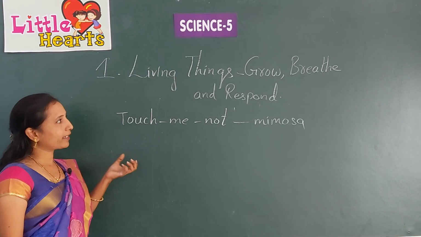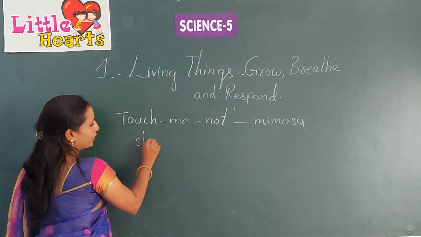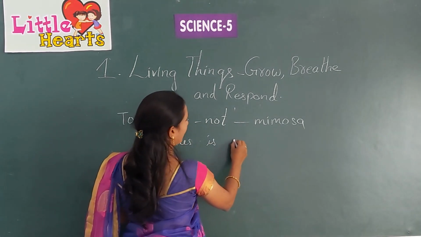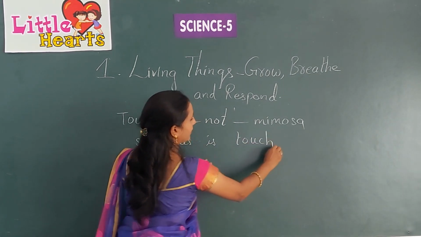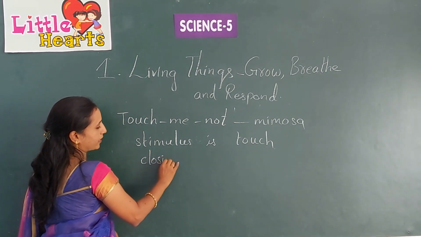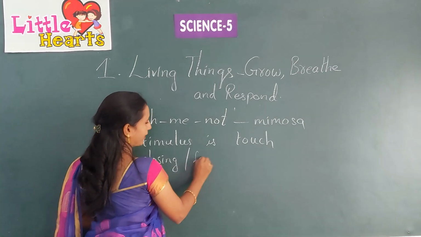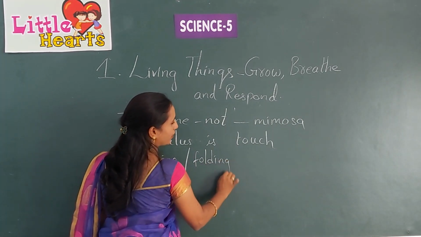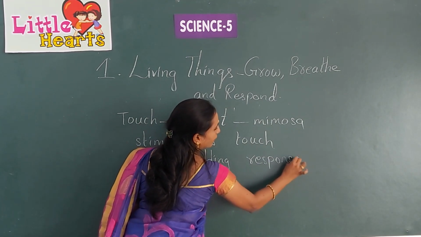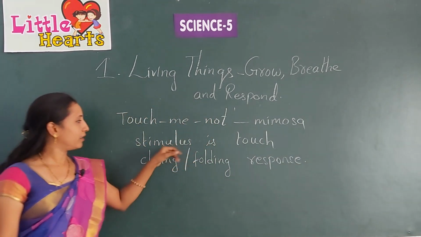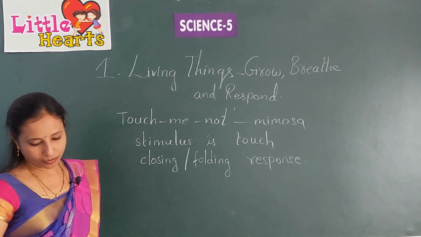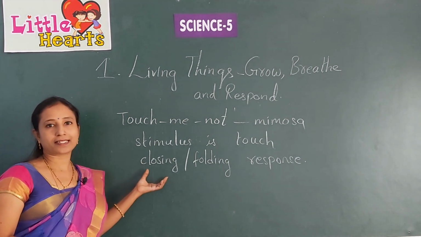So, what is the stimulus here? The stimulus is touch. And what is the response? Closing or folding of the leaves is the response. This is the stimulus and this is the response. And there are some more examples.